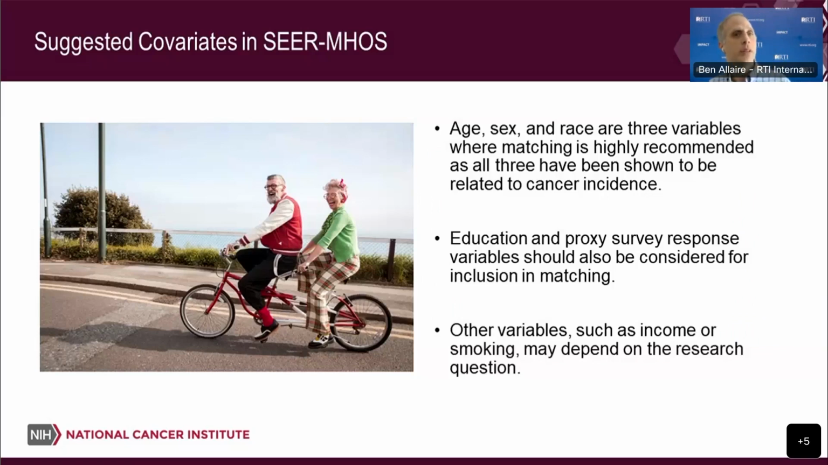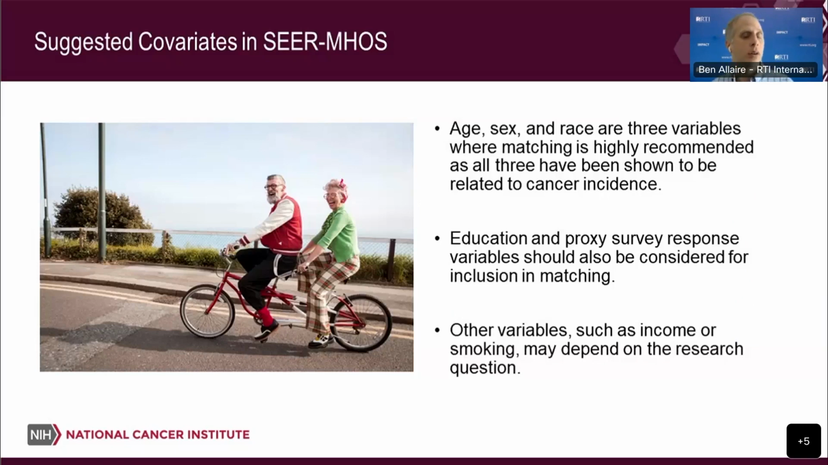So we have a couple of suggested covariates in CRM-HOS. In particular, age, sex, and race are really the most common and are highly recommended when you're starting out. There's a lot of strong evidence to show that they've been related to cancer incidence. And so therefore, I really recommend starting with those three.